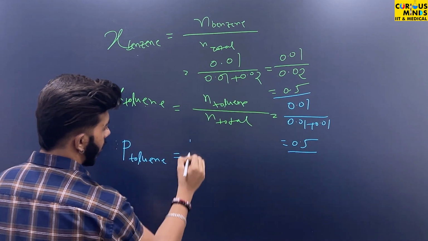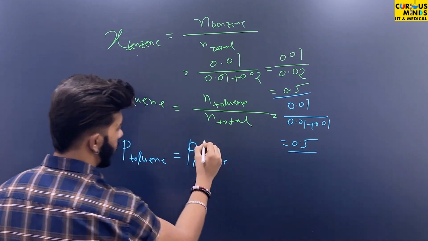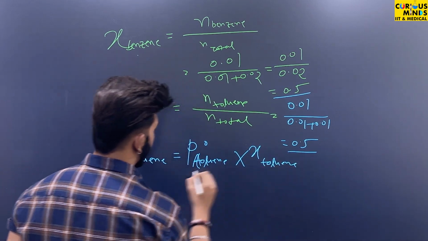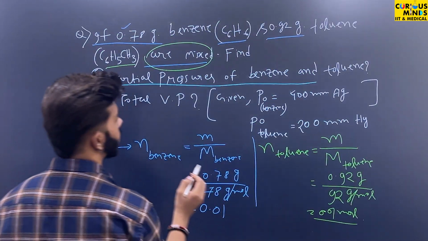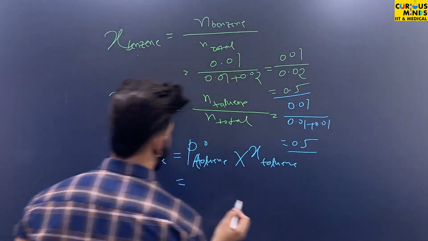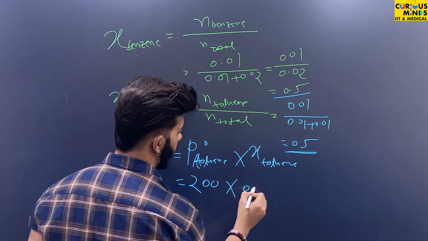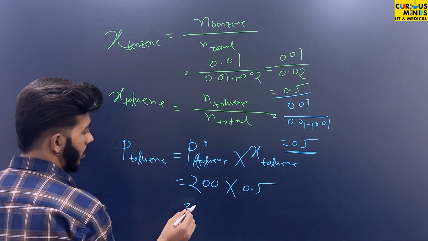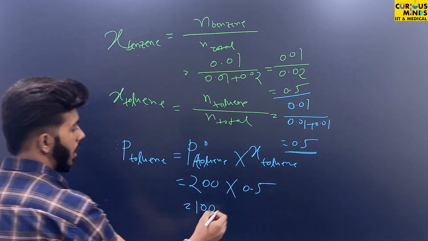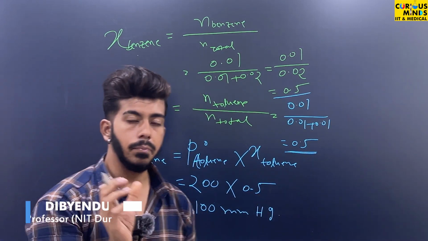Therefore partial pressure of toluene, this is nothing but pure vapor pressure of toluene into x of toluene, that is mole fraction of toluene. कितना था इसका वैल्यू given है, that is toluene, yeah, 200 millimeter of Hg. So 200 millimeter Hg into x of toluene कितना निकला 0.5. So ये हो जाएगा 100, right, yes 100 mm Hg. ये निकल गया partial pressure, partial vapor pressure of toluene.